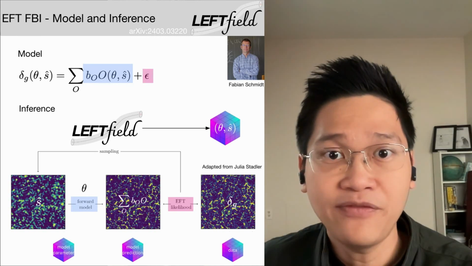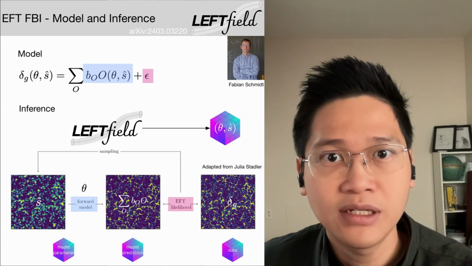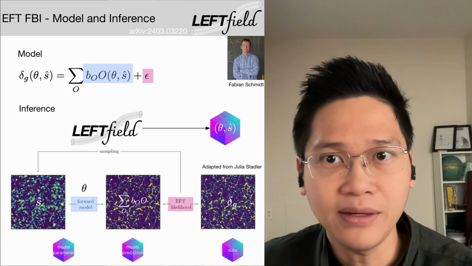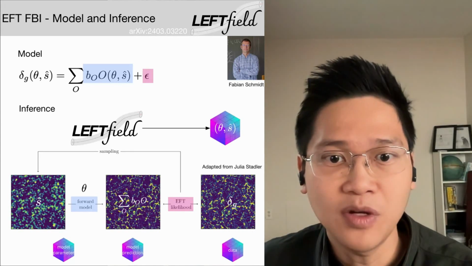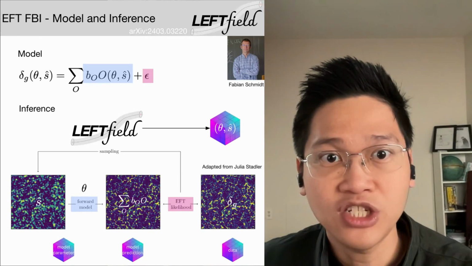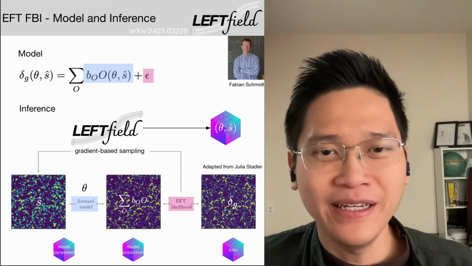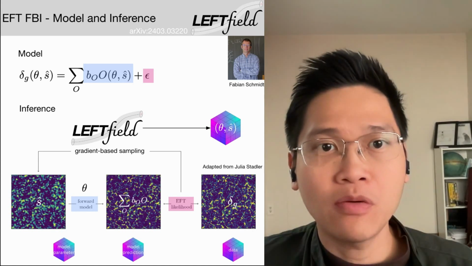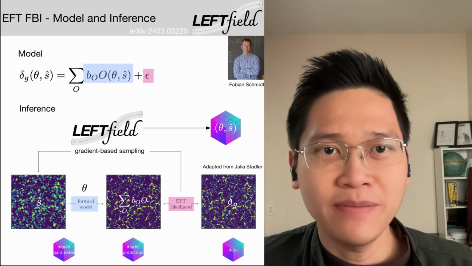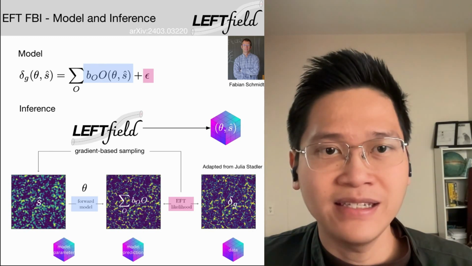LEFTfield is very fast and efficient. Even better, it is differentiable. This allows us to perform Bayesian inference using gradient-based sampling methods like the Hamiltonian Monte Carlo, HMC. For our validation tests within this data challenge, please see the longer video. In summary, EFT FBI assumes a forward model based on Lagrangian perturbation theory and EFT bias expansion, and an EFT likelihood for the galaxy stochasticity.